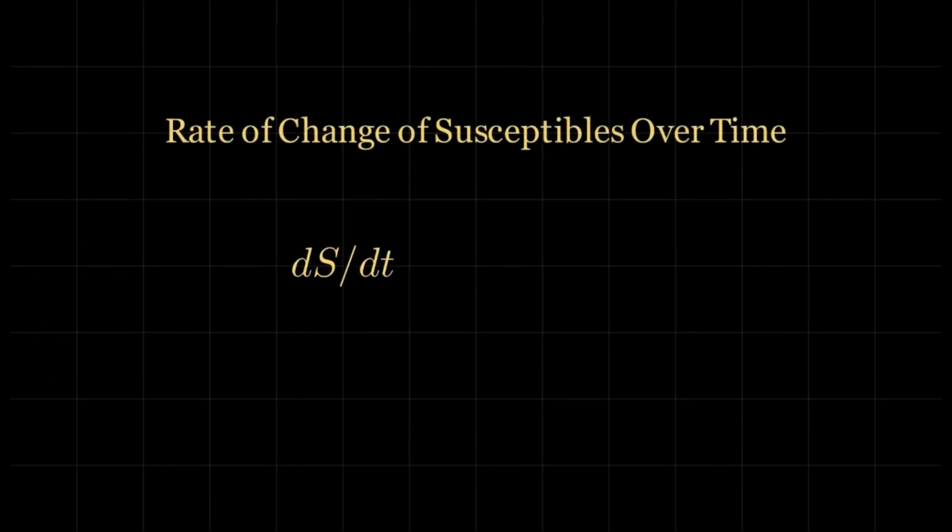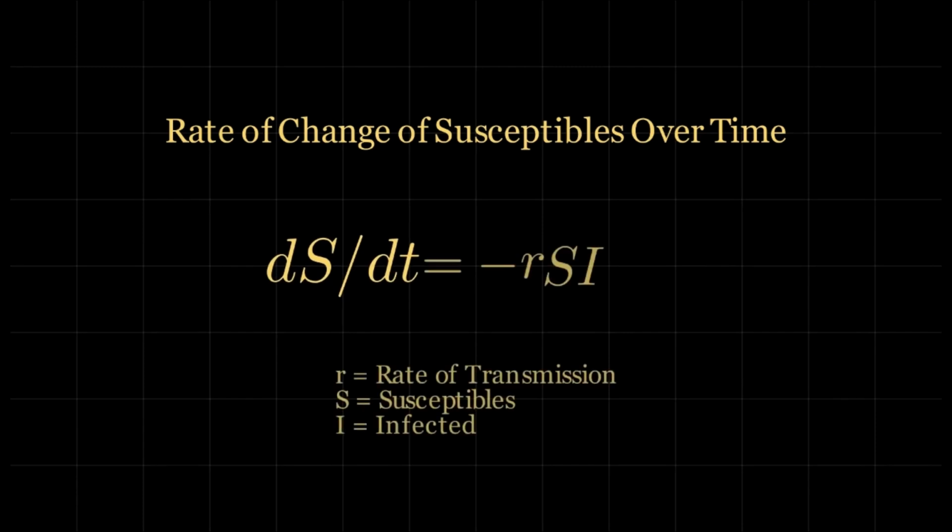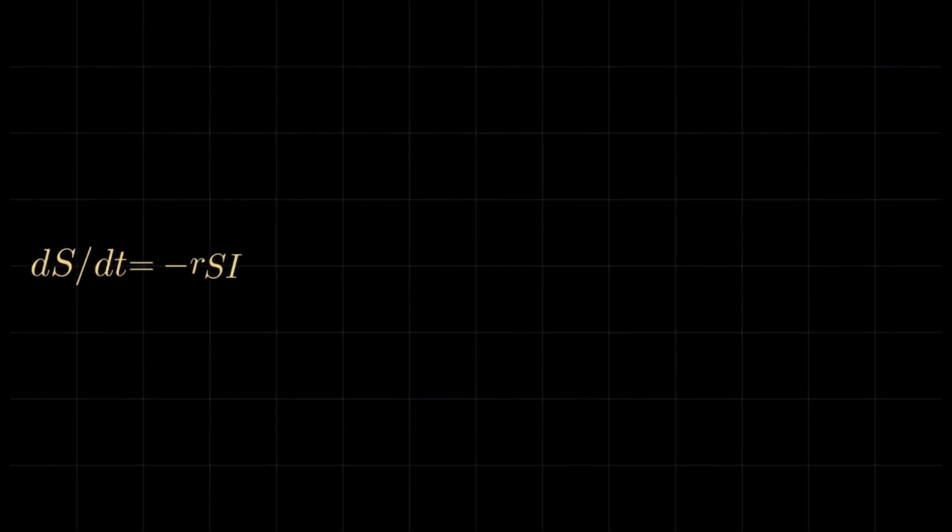The rate of susceptibles over time is equal to susceptible people S, multiplied by those infected people who came in contact with them, I, multiplied by the transmission rate R, which is how quickly the disease spreads. It's negative since once a susceptible person becomes infected, the number of susceptibles decreases.